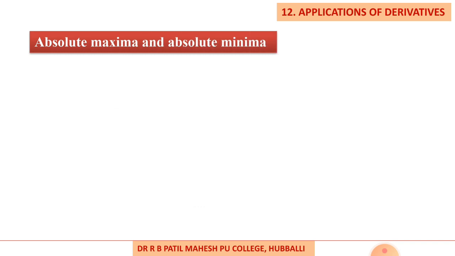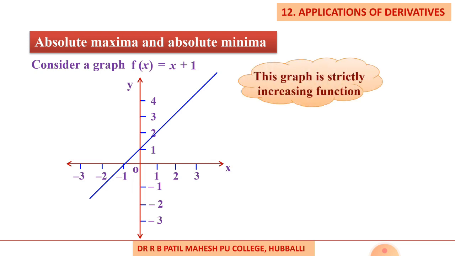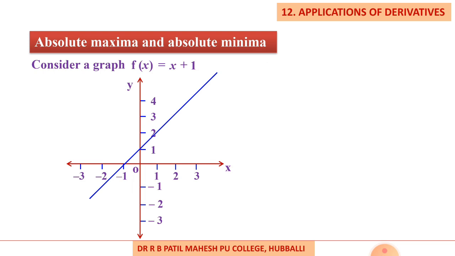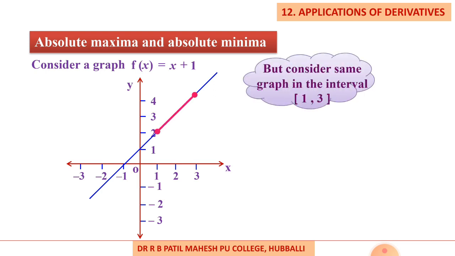Next concept is absolute maxima and absolute minima. So how to calculate absolute maxima and absolute minima? That one we'll discuss here. First you consider a graph f of x equal to x plus 1. So this is a graph for f of x equal to x plus 1. Now this graph is a strictly increasing function, and therefore the graph has no maxima and minima because there is no end for the line. So here maxima and minima do not exist.